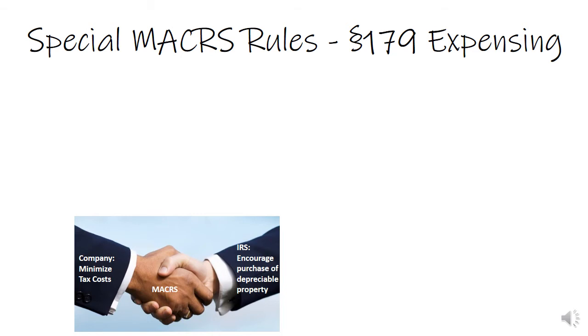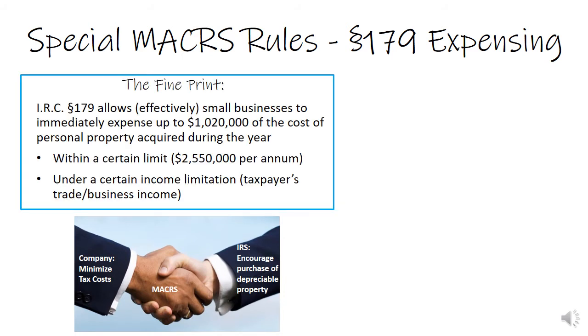Let's look at a couple of special provisions of MACRS. The first of which is the Section 179 expensing. This provision of the Internal Revenue Code allows small businesses to immediately expense up to $1.02 million of personal property acquired during the year. This is subject to certain limitations. The maximum amount of personal property acquired during the year cannot exceed $2.55 million, and the amount of personal property expensed immediately cannot exceed the taxpayer's trade or business income.